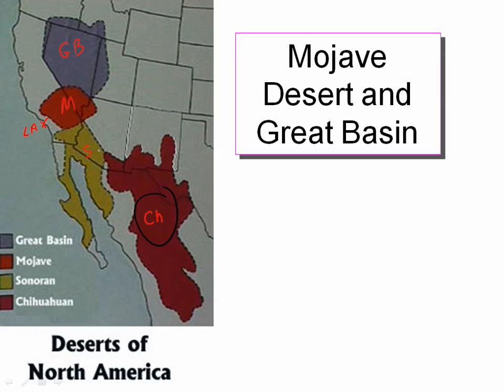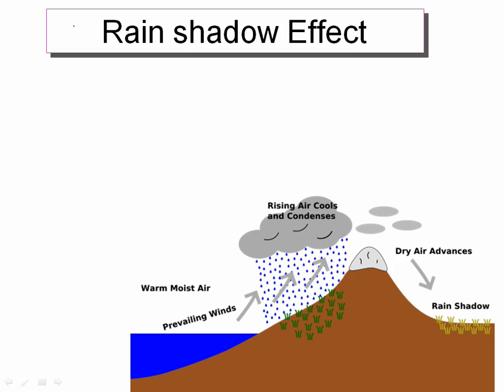Let's take a look at the deserts of North America. The Chihuahuan Desert and the Sonoran Desert are certainly close to 30 degrees north of the equator. But Los Angeles is 34 degrees, so the Mojave Desert is certainly north of 30 degrees, and the Great Basin even more so. So there must be some other reason for the Mojave and the Great Basin to be a desert. There is. It's called the rain shadow effect.